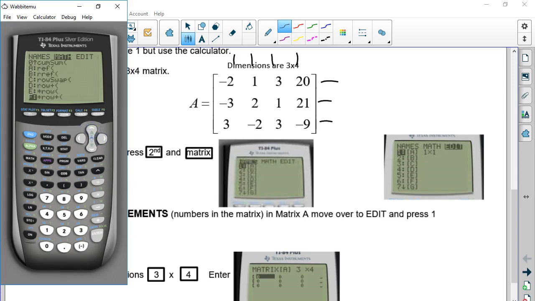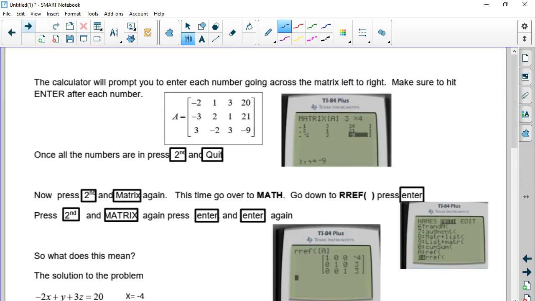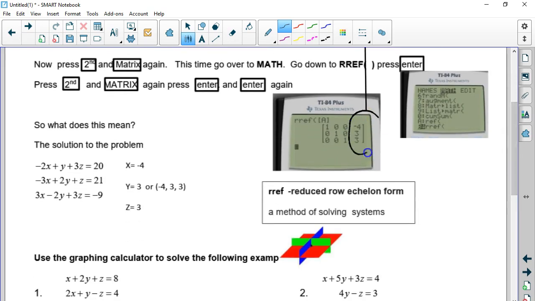Well, actually, I'm going to go up. It's faster that way. And we're going to go to B, R, R, E, F. And you just choose enter. And these instructions are step-by-step with pictures. Okay? And now, we're going to tell it, let's look in the matrix, second matrix, and we're going to just choose A. And you hit enter. And there, as you can see, the printout here, right here is my actual answer. Negative 4, 3, 3 in X, Y, Z format.